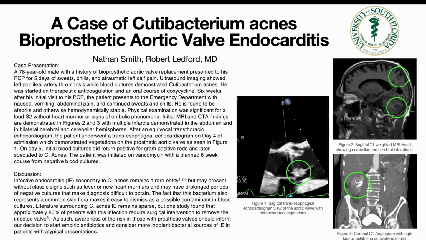As the patient was presenting with abdominal pain, a CT angiogram was obtained and is seen in Figure 3, and it demonstrated a right renal infarct as well as an SMA occlusion. Imaging of the head was also obtained due to recent falls, and it was found that the patient had bihemispheric cerebral and cerebellar infarctions noted.